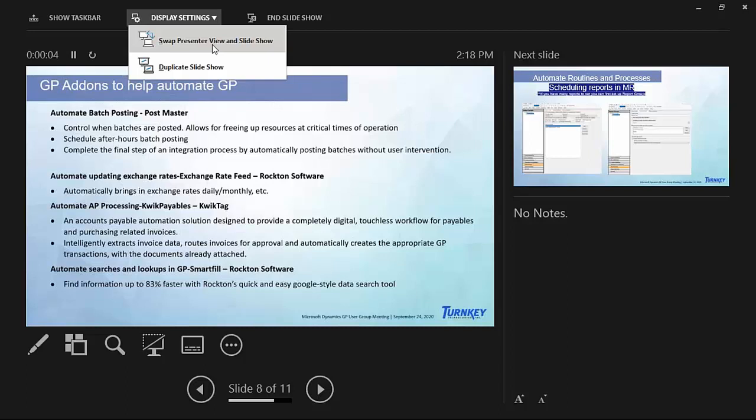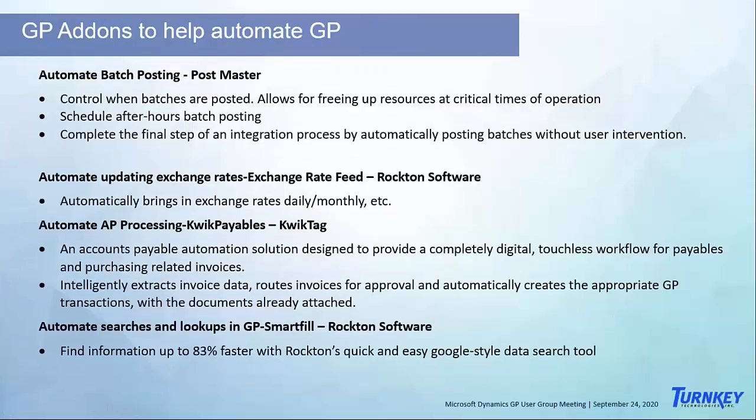So the first one I want to mention is Postmaster. Postmaster allows you to post batches. Some people use it with an integration. Other folks just let it run overnight or whatever. But basically, it allows you to post batches. You can schedule it after hours. So if you have a lot of batches that you need to post, you can just set those to run overnight. That way you get in the next day and everything's posted and ready to go.